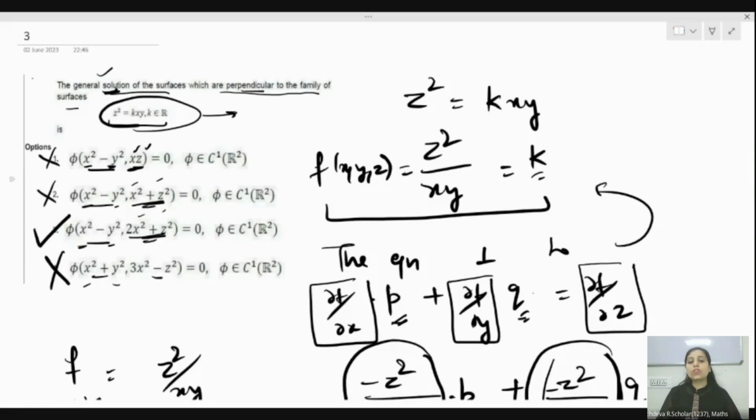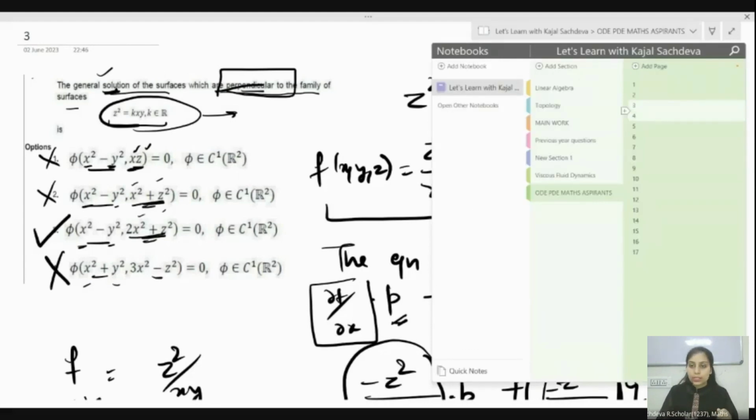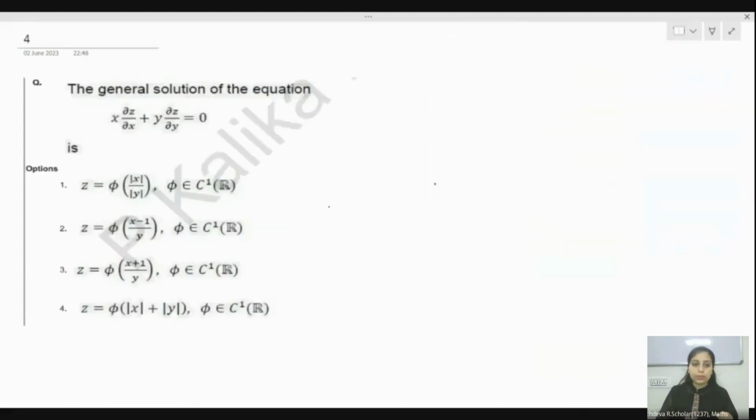A very easy question based on Cauchy problem also. The only difference is here we have to find first the family which is perpendicular. So this is the important point here, how we can find a family which is perpendicular to the given family. Let's move to another problem. Also a similar type of problem.